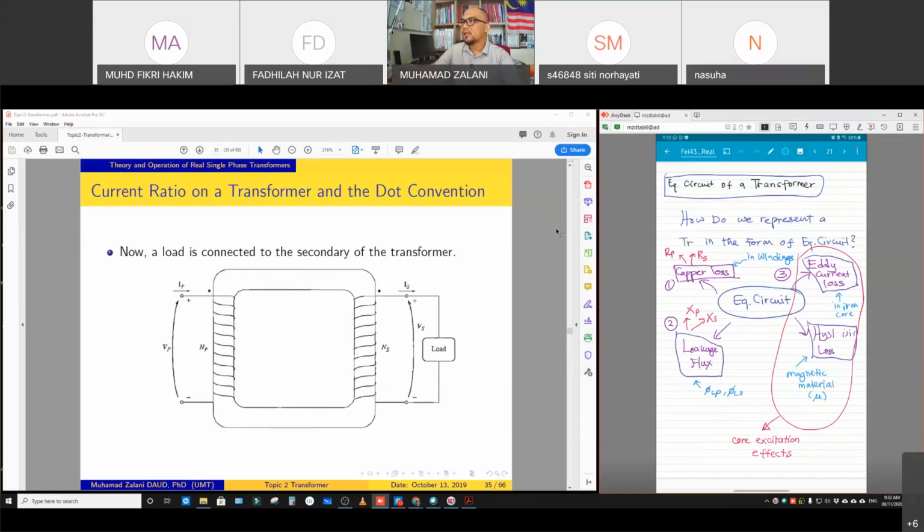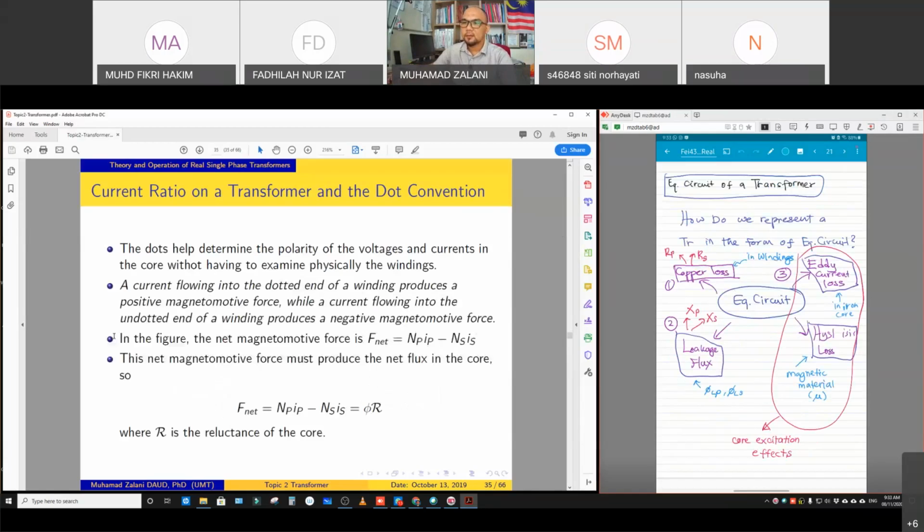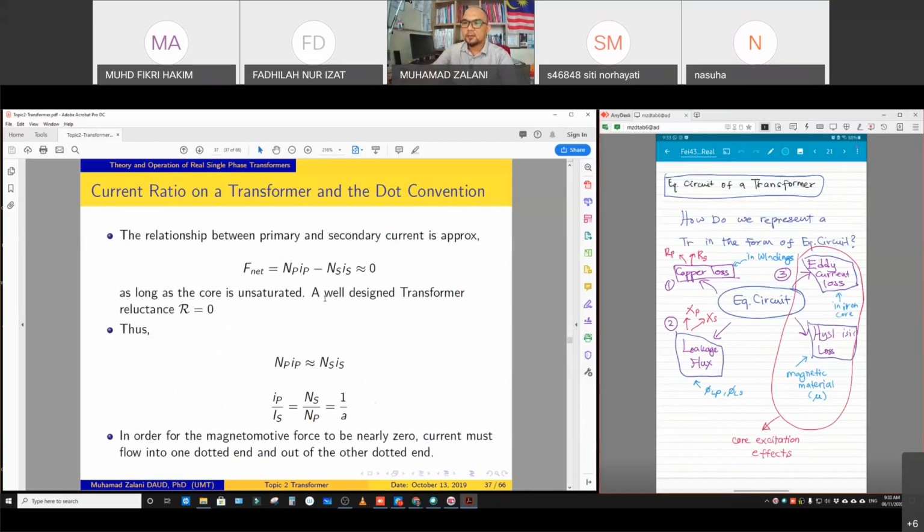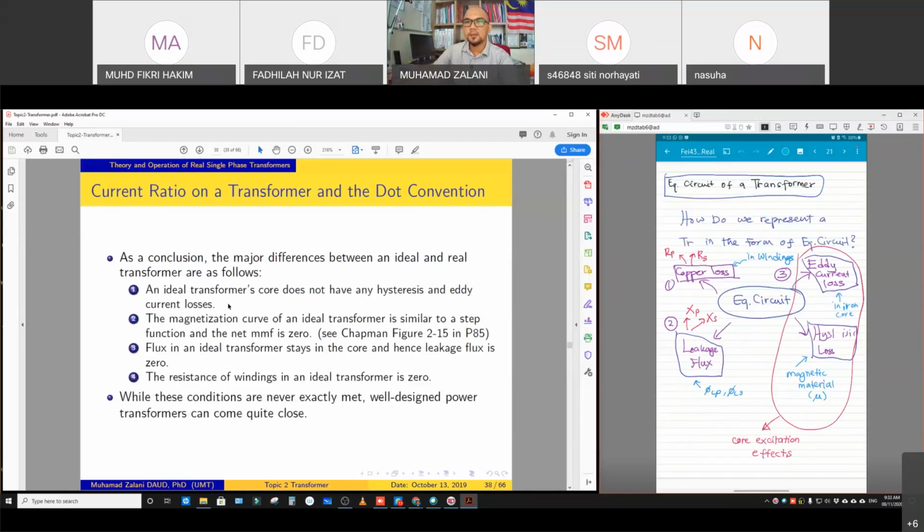So how do we represent a transformer in the form of an equivalent circuit? Okay, this one is the calculation in the previous explanation. We just skip on this one.